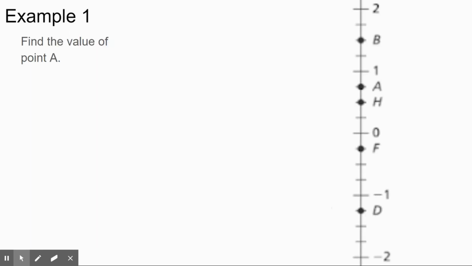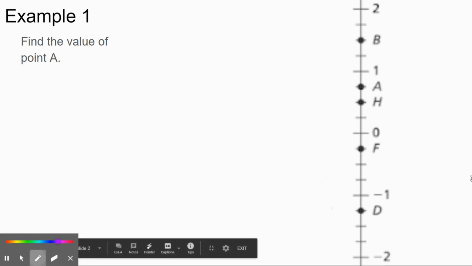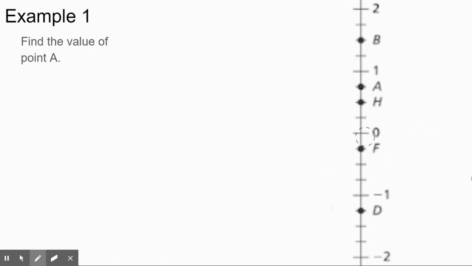Example 1, we want to find the value of point A. Before we do that, let's just make sure that we know how our number line is organized. So first off, first thing you always want to do whenever you're looking at a number line is see if the origin is somewhere present. The origin is just where 0 is, and then we can also do that with the rest of our whole numbers as well. We're just going to highlight where they are so we can kind of see what's going on.